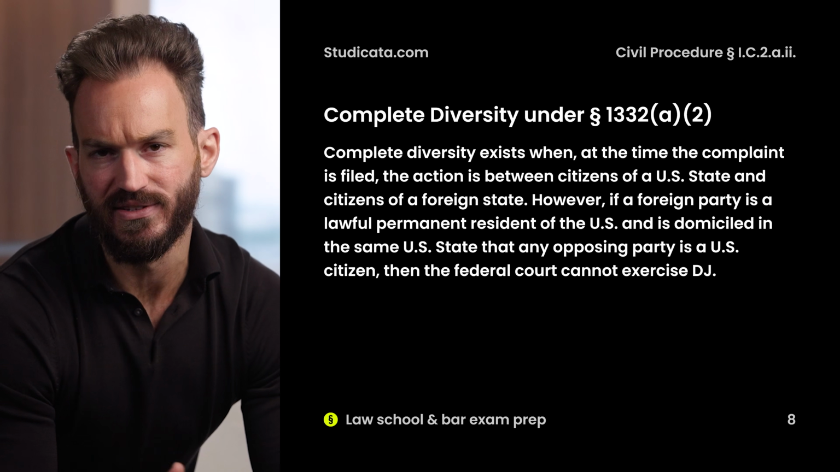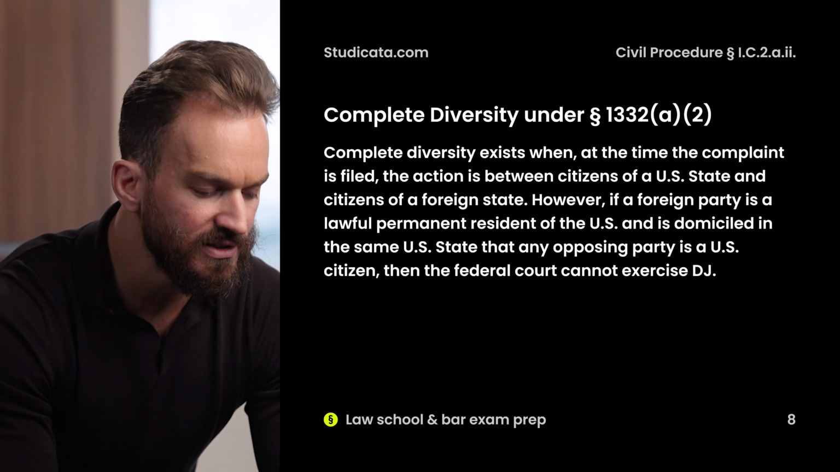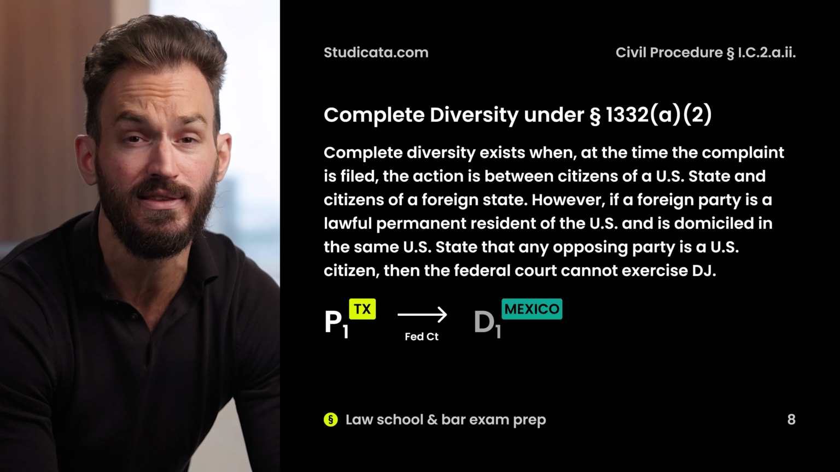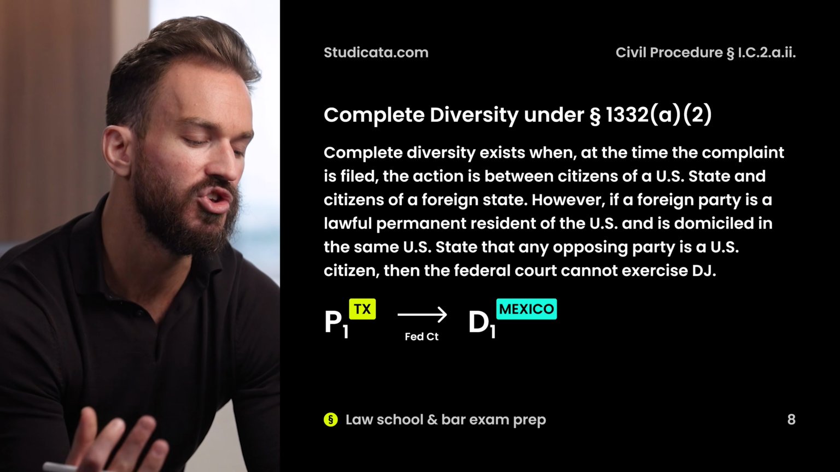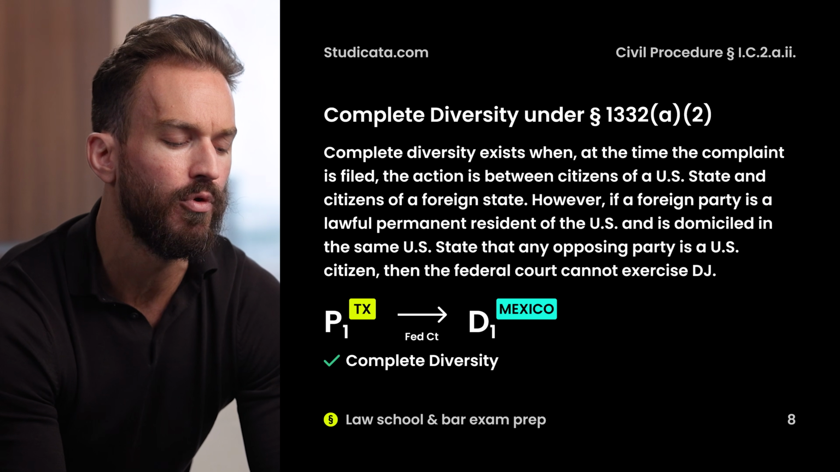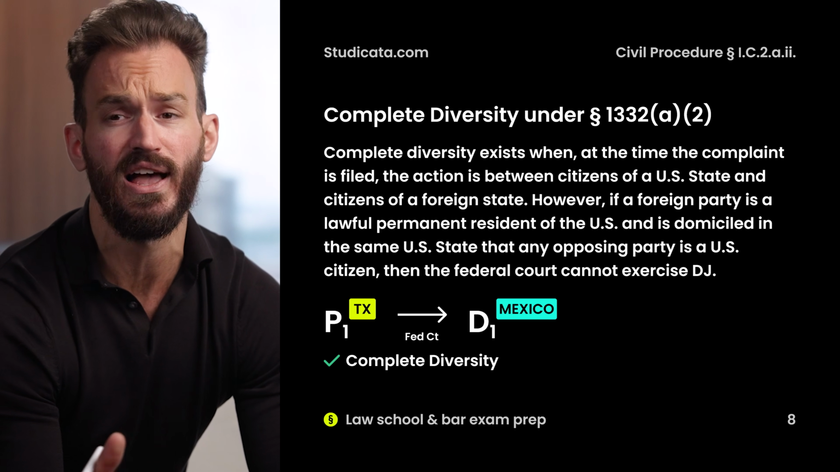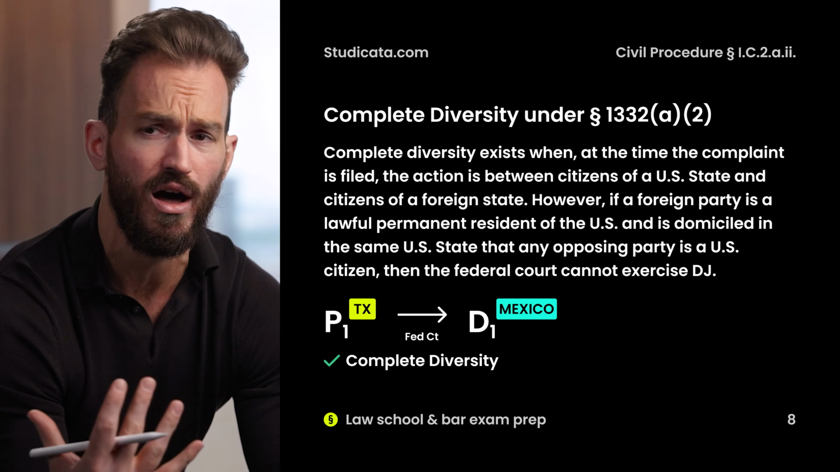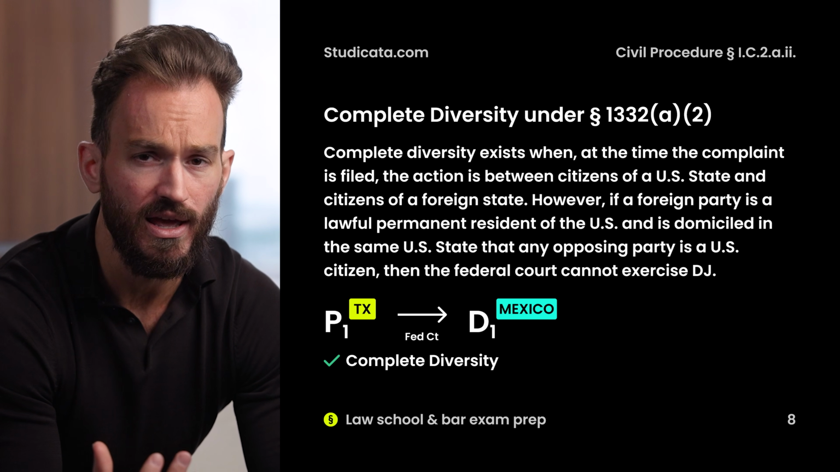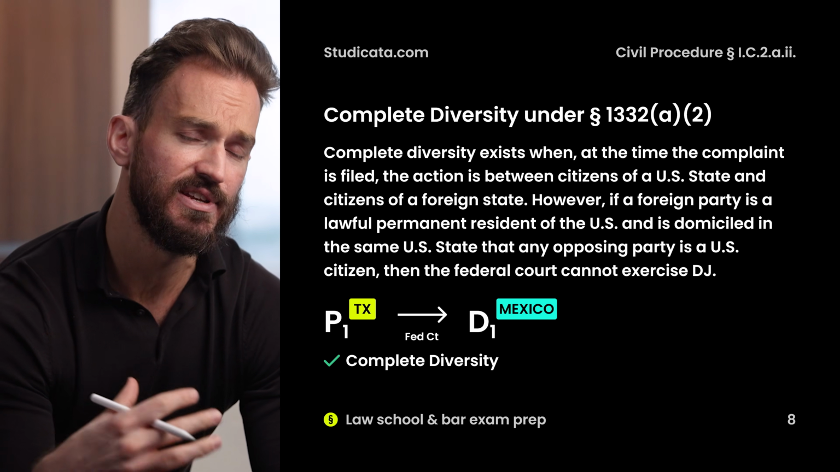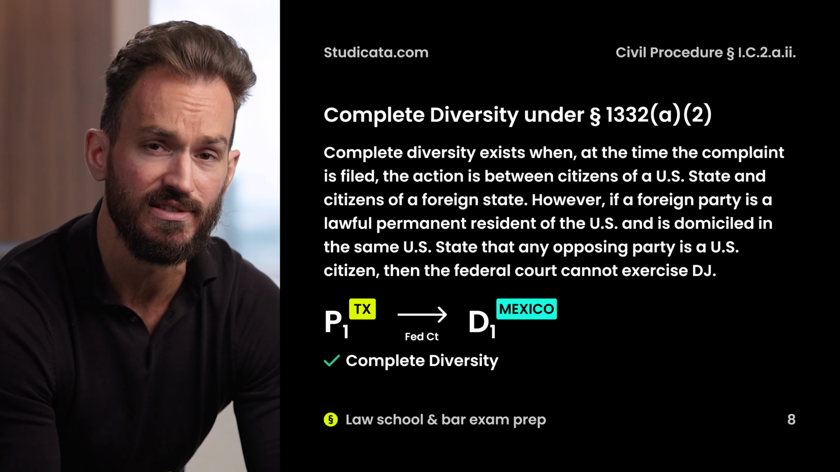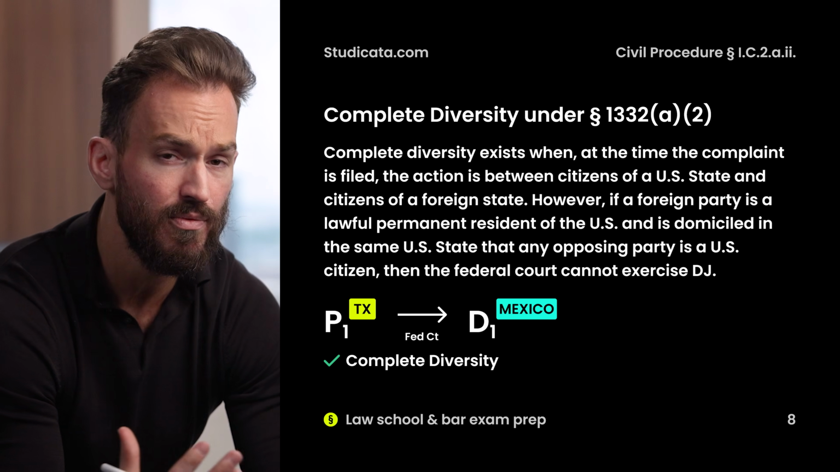Okay, so let's look at a basic example here, and then we can add some nuance. Let's say we have a plaintiff who is a citizen of Texas suing a defendant who is a citizen of Mexico. Do we have complete diversity? The answer here is yes. This whole part about a foreign party being a lawful permanent resident does not apply here. Our defendant from Mexico is not a lawful permanent resident of the United States. So if we have a party who is foreign, a citizen of another country, but not a lawfully permitted resident of the United States, the analysis is very easy. Then we have diversity.